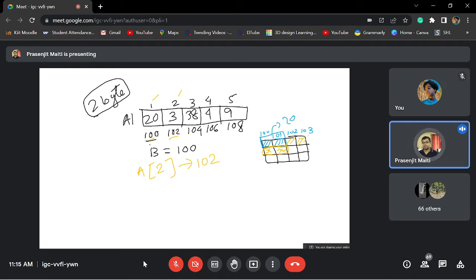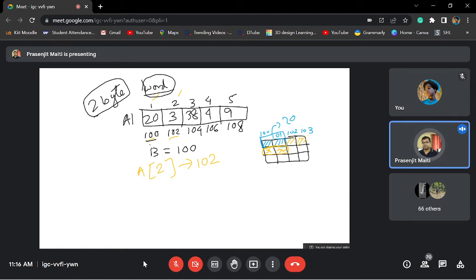100. Okay. 20. If you want to store 20, we require 2 bytes, because to store one integer value we require 2 bytes. That is called word size. What is a word? Word is a technical term in programming or computing: how many bytes are required to store one element.